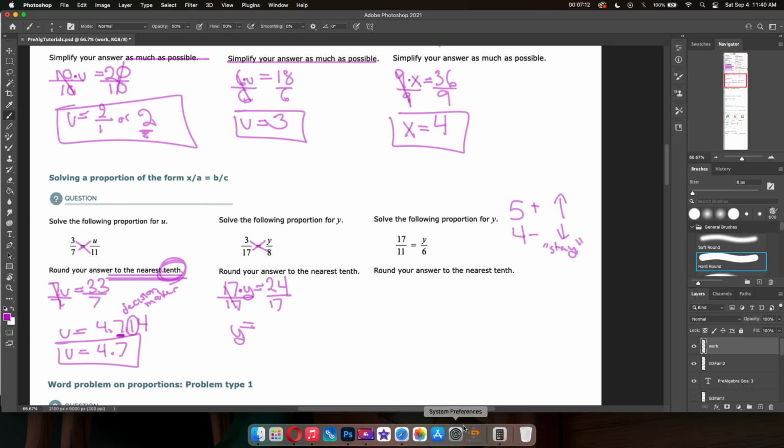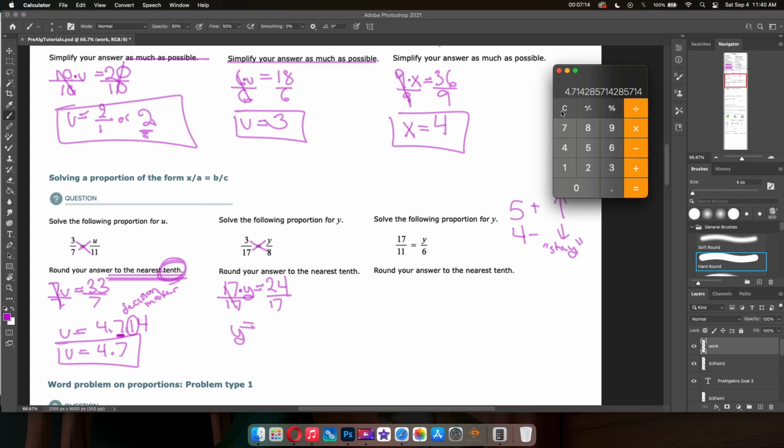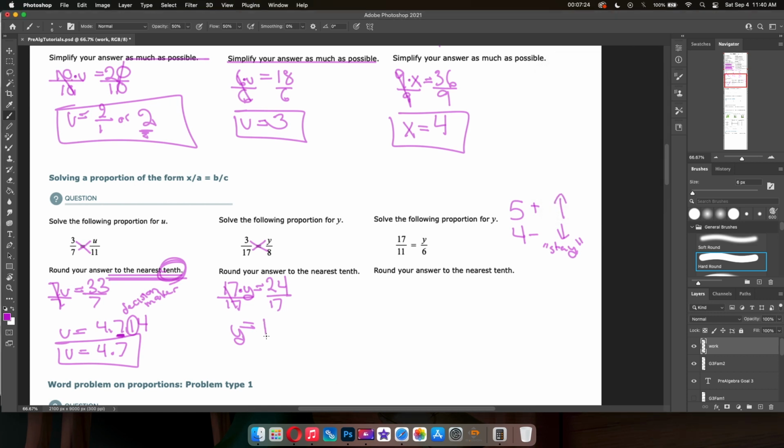And now we have to do 24 divided by 17, which I don't know. 24 divided by 17, enter. That's another unholy mess. What do we have? 1.411. There's my tenths place. There is my decision maker. The 1 is 4 or less, so it stays, and therefore my answer is 1.4. I want to get a high one. We'll see if I get one.